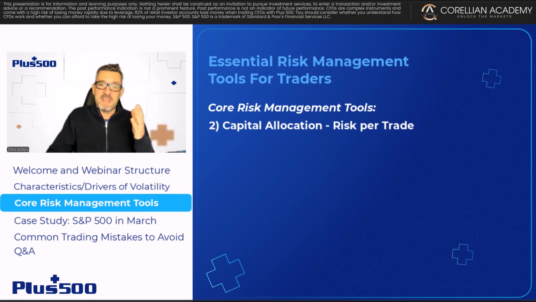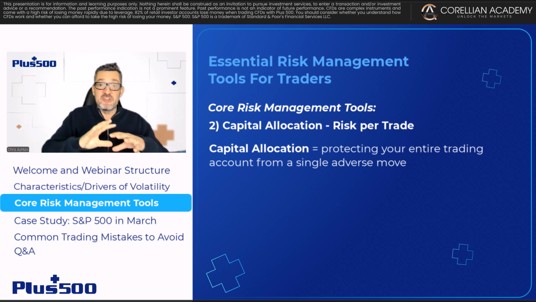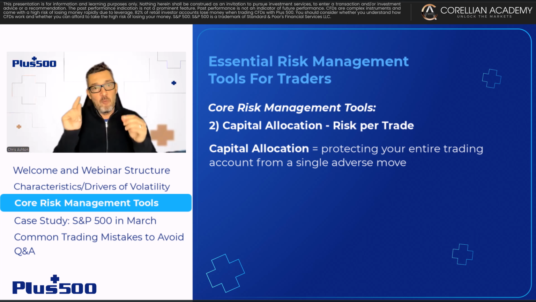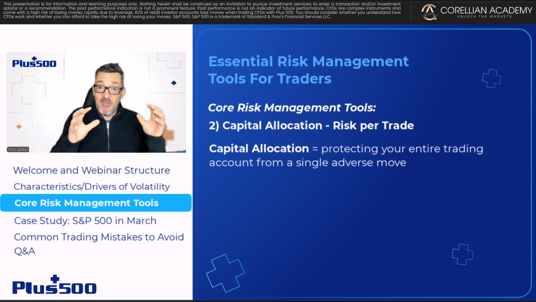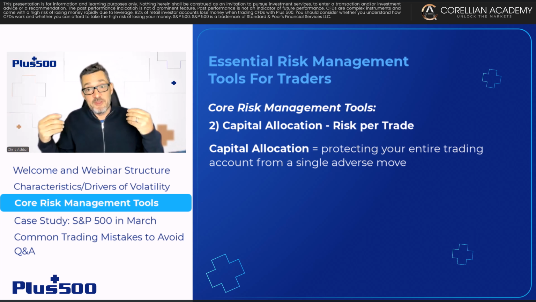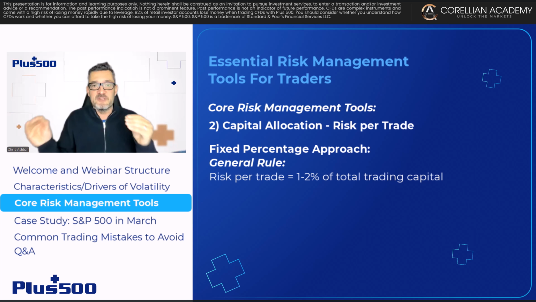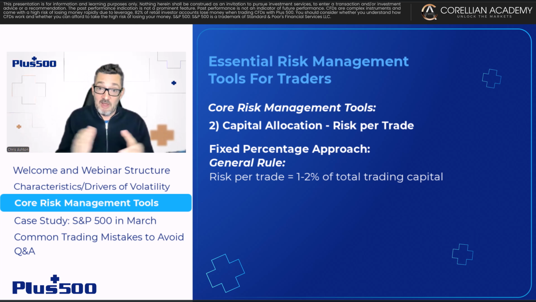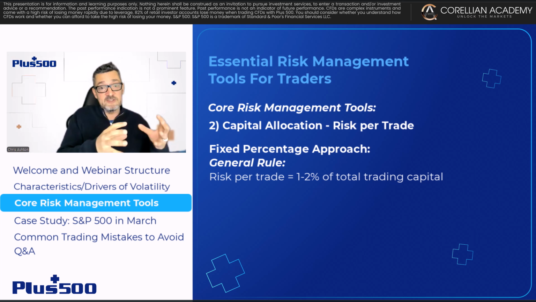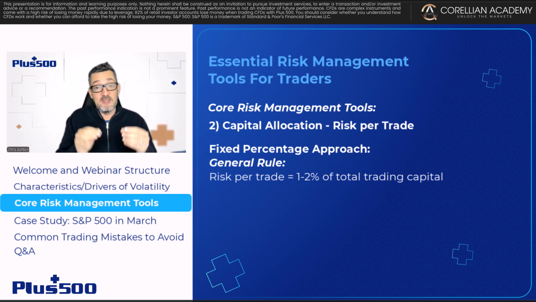The next focus is capital allocation and your risk per trade. Capital allocation is about protecting your entire trading account from one single adverse move. Now, every trader is different. You have different risk tolerances, you trade on different time frames, and you have different trading goals. However, as a starting point for you to consider, I will outline the fixed percentage approach, although there are others that you can use. Following this approach, a general rule is that your risk per trade is around 1 to 2% of your trading capital.